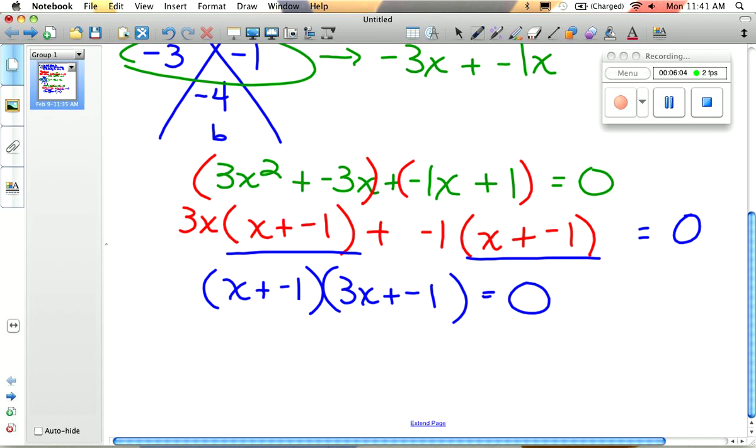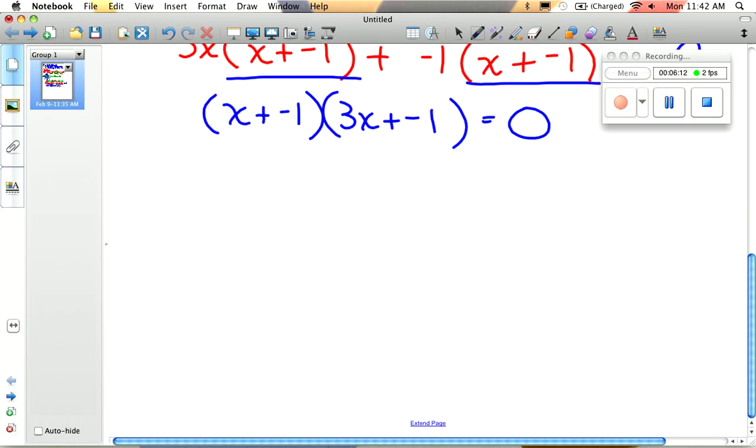Okay, so here's our extra step today that we have to do because our a wasn't equal to 1. Now we're going to do just like we did the other day. Set each of our factors equal to 0 and solve them. So we have our first factor of x plus negative 1, we'll set that equal to 0. And 3x plus negative 1 will be set equal to 0. It is not uncommon when a is not equal to 1 that the solutions will end up being fractions. That can happen very easily.